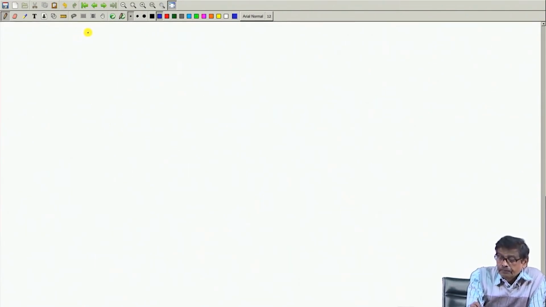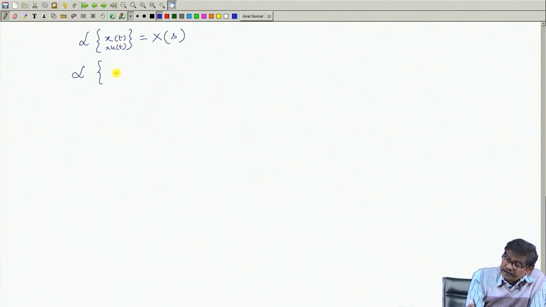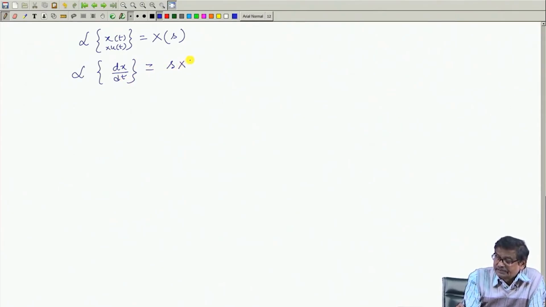So, we have seen that the Laplace transform of x(t) is equal to X(s). With this we started. Then I am saying the Laplace transform of x(t)u(t), I always forget, is X(s). Then the Laplace transform of dx/dt we have just established is equal to s into X(s) minus x(0). This is the value of the function at t equal to 0.